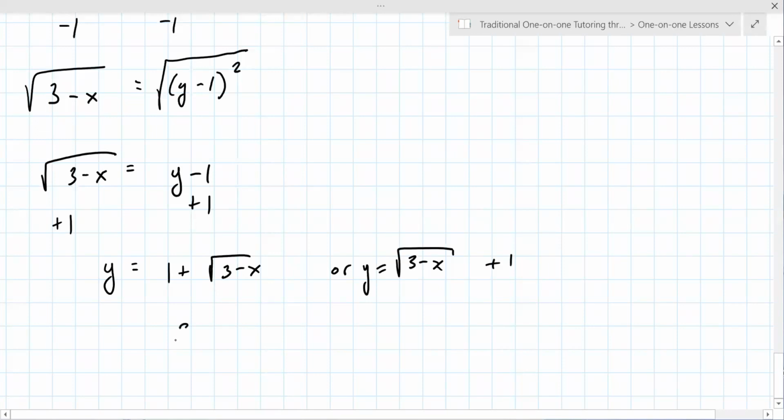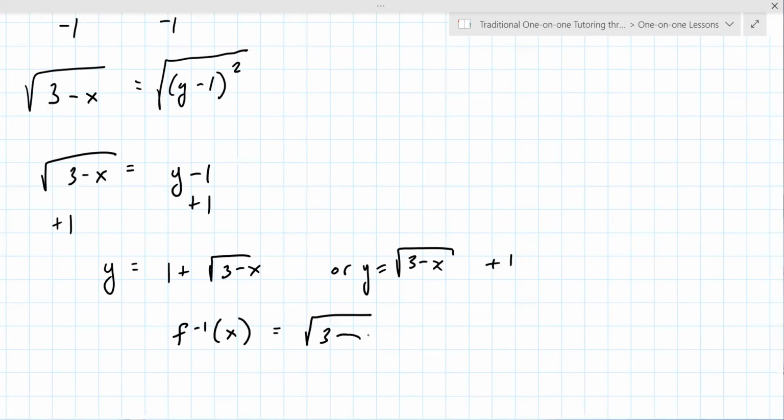And again, some instructors are really particular, like you must write f inverse of x, and you should do whatever they want because they're grading you. They're giving you the score for this.